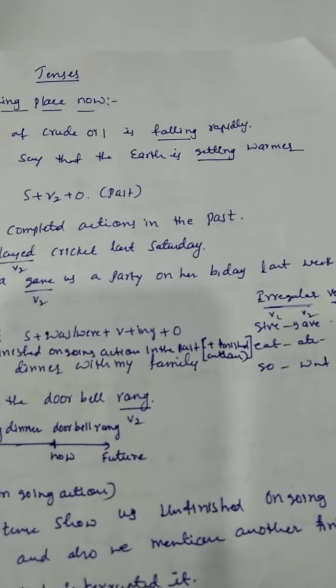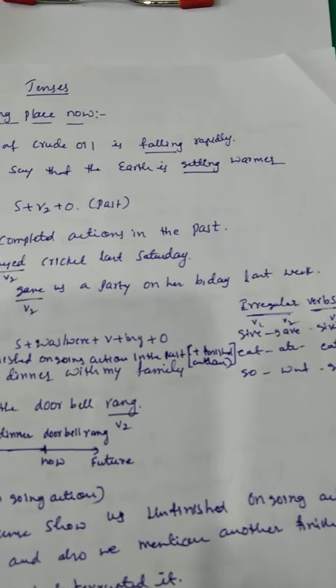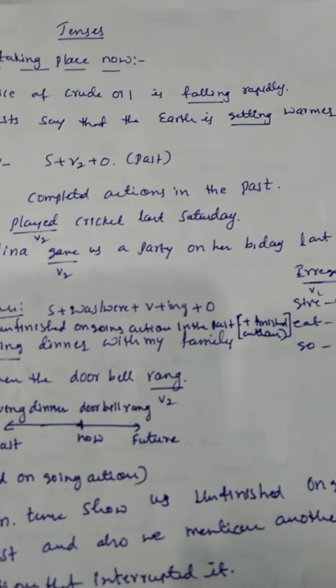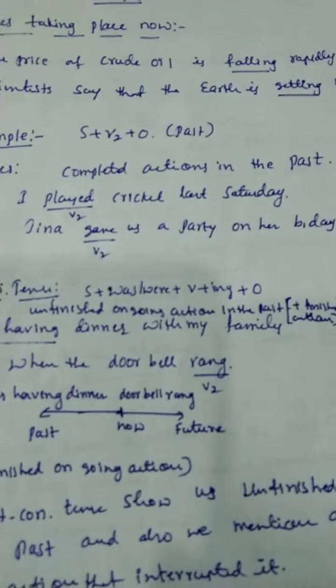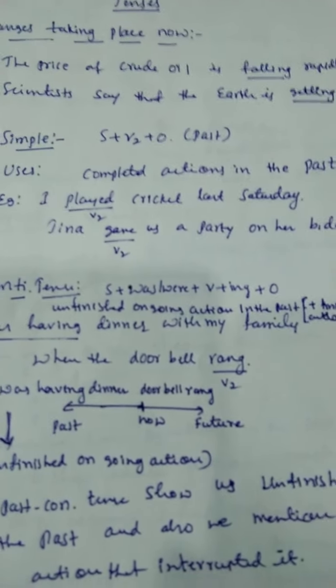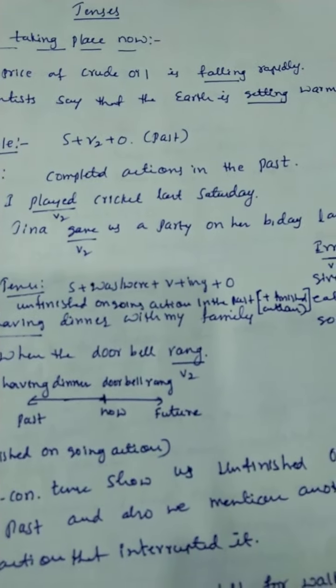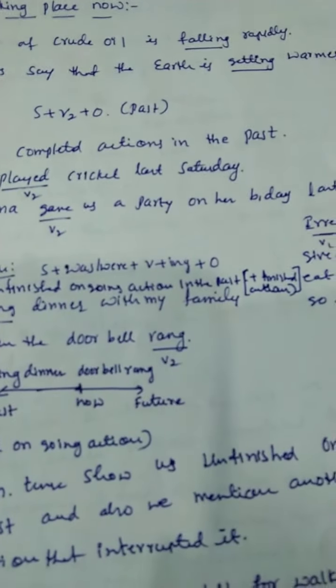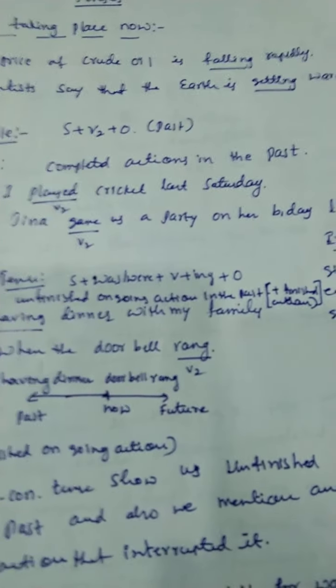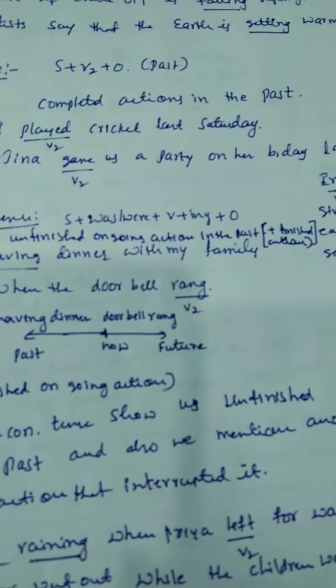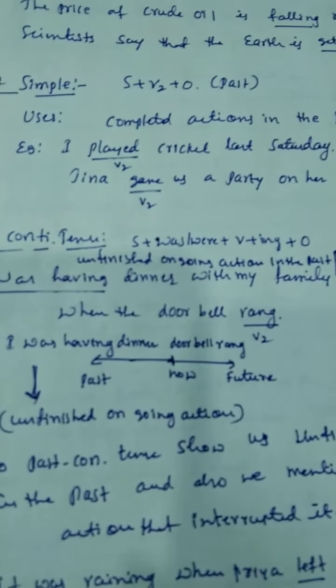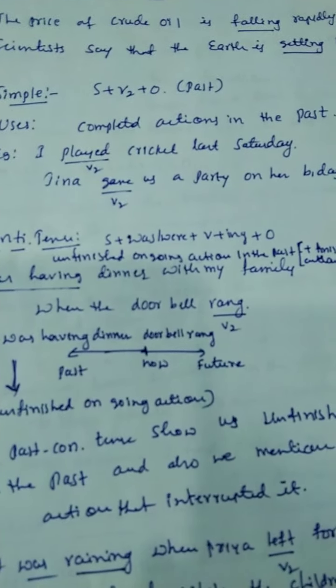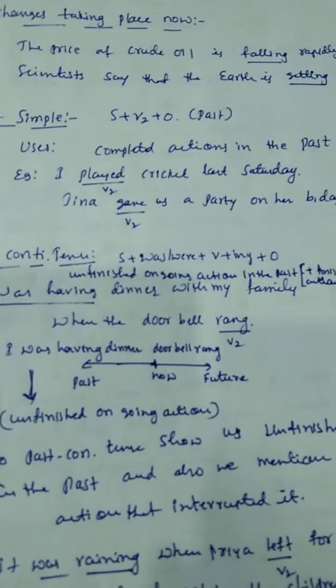If the subject is singular, we use S or ES form with the verb. Whereas in present continuous tense we used am or is or are plus verb plus ing form. In this past continuous tense we use was or were. If the subject is singular, we use was. If the subject is plural, we use were, W-E-R-E.